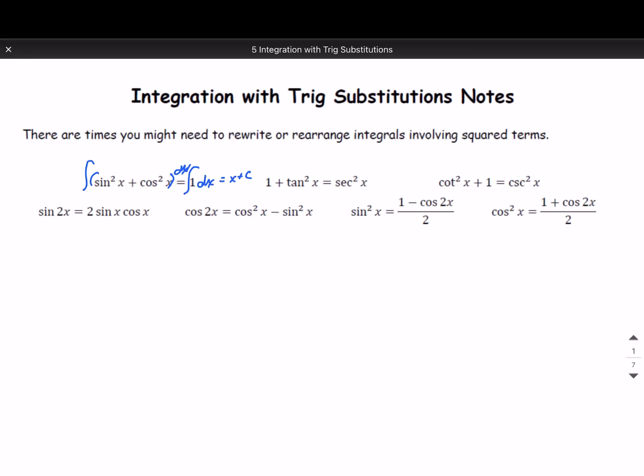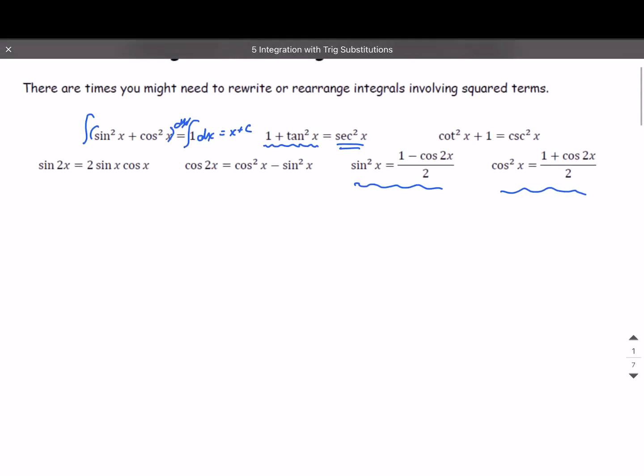Same thing with 1 plus tan squared x. You could drive yourself crazy trying to do that integral, but if you replace it with secant squared x, then the antiderivative is just tan x plus c. Okay, so make sure you know your trig identities, especially these, because not all of you are very up on those, so make sure you've got them, the double angle ones.